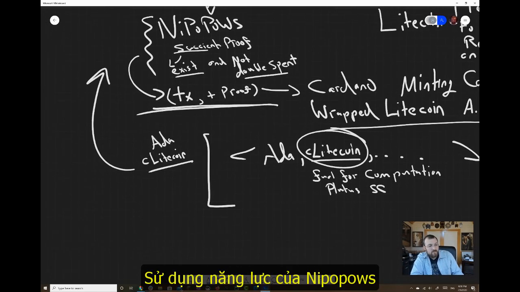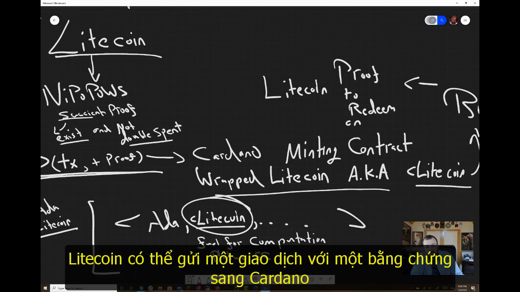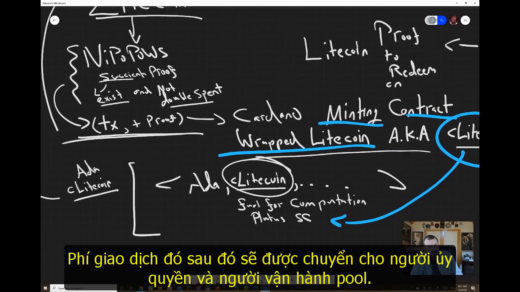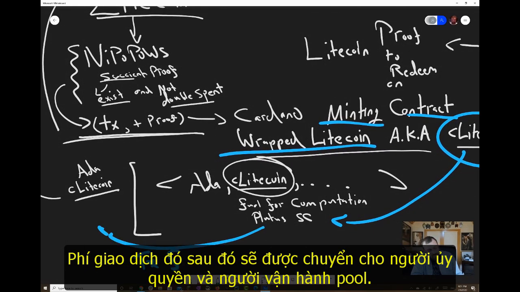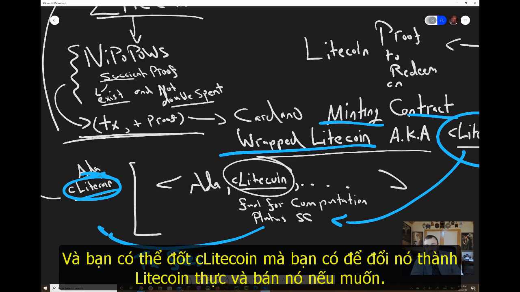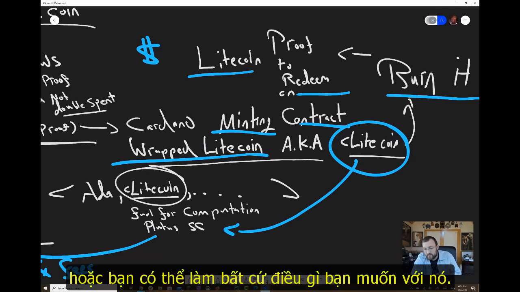So, using the magic of NiPoPoWs, Litecoin can send a transaction with a proof into Cardano. You can mint a wrapped Litecoin. That C Litecoin could then be used to power things within Cardano itself. Those transaction fees would then go to the delegators and stake pool operators. And so they get both ADA and Litecoin for that. And that C Litecoin you have, you'll be able to burn it to redeem it on the Litecoin network itself, and you could sell it if you wanted to, or do whatever you want to do with that.